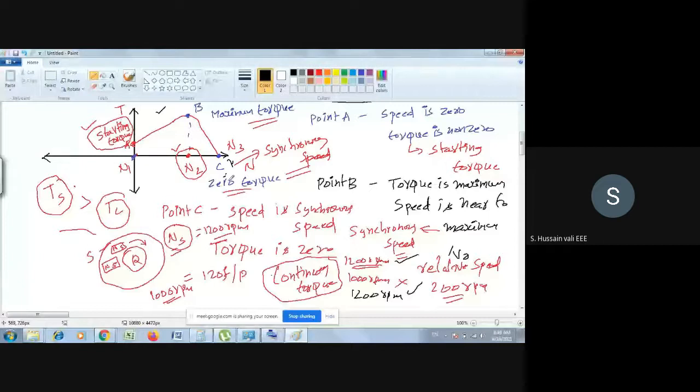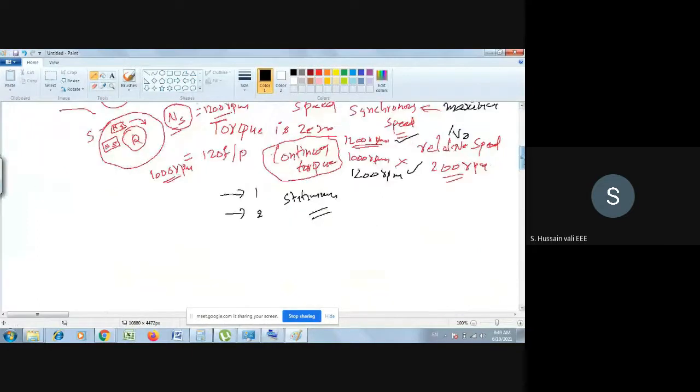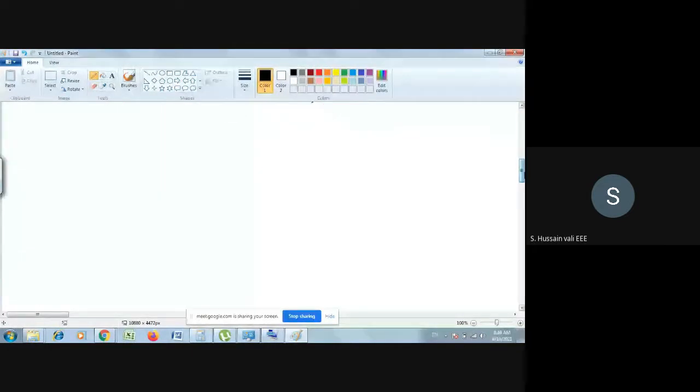So this is briefly about the induction motor. Now one more thing about the induction motor. Now we'll recall the equivalent circuit of the induction motor. What is the equivalent circuit of the induction motor?